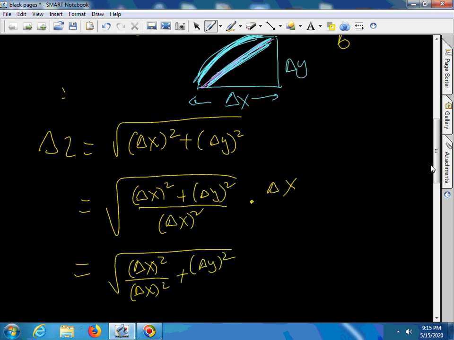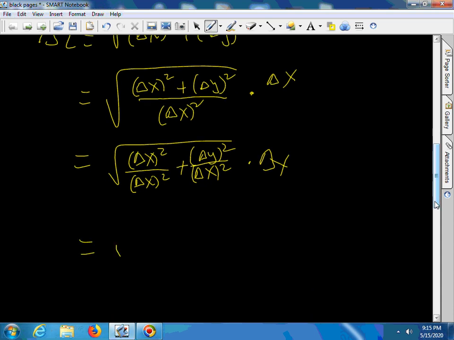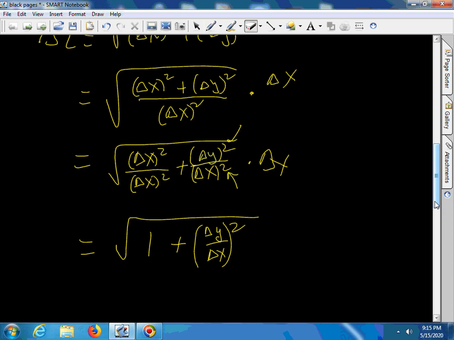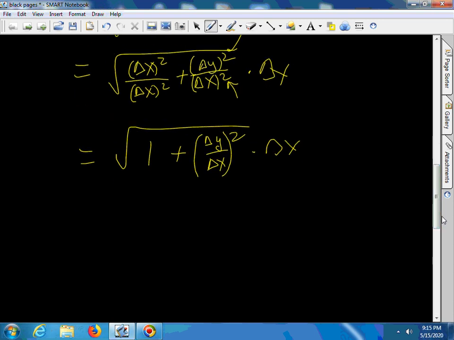Now I have to divide each and every term in the numerator by delta x squared. One of those fractions is simple, it's 1. The second fraction is the same as first doing the division and then squaring it, because both are being squared. Let's not forget about that delta x on the outside. That is what delta L equals.